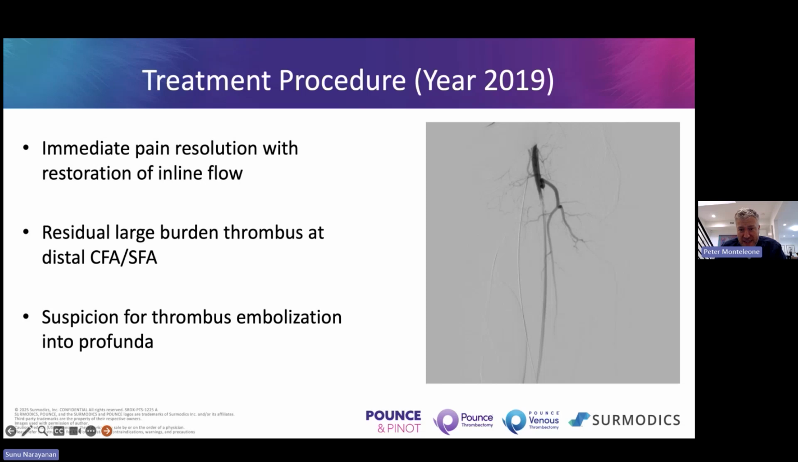And so when we did that, we got the pain better. You can see there's still a chunk of something organized sitting there, but we got some inline flow at least. So that was a pretty big win. We probably lost a chunk of flow into the main branch of the profunda, which was less than ideal, the lifeline of the leg, but at least our acute pain was better. So let's go to the next slide.